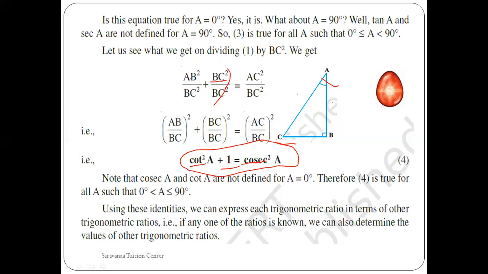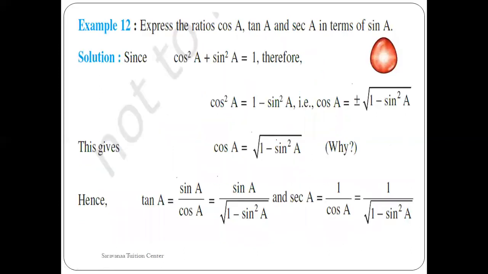Now let's move on. I will state all the three identities. Sin square A plus cos square A equals 1. Tan square A plus 1 equals secant square A. Cosecant square A minus cot square A equals 1. Remember these three identities and let's move on to the questions.